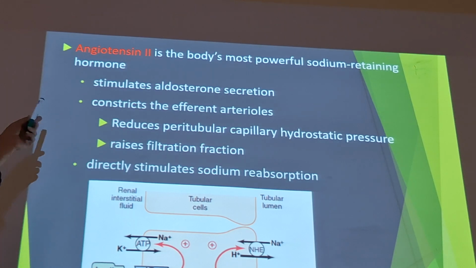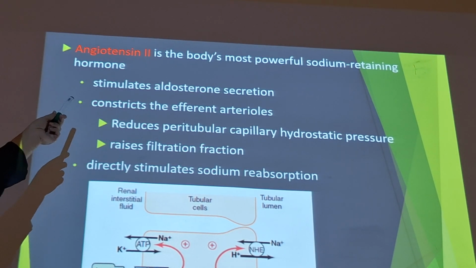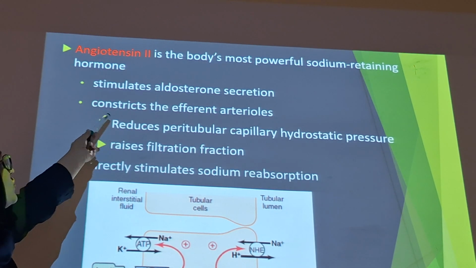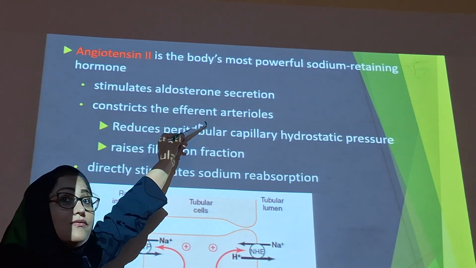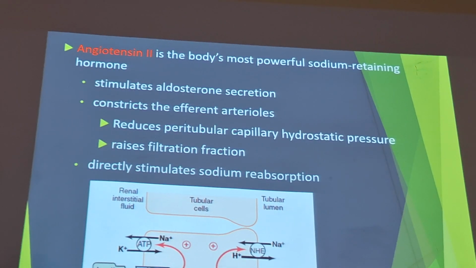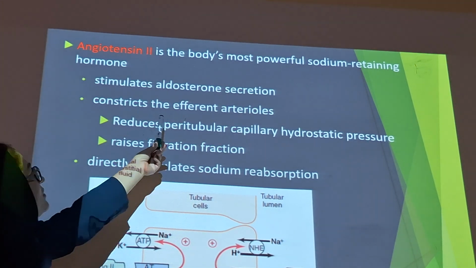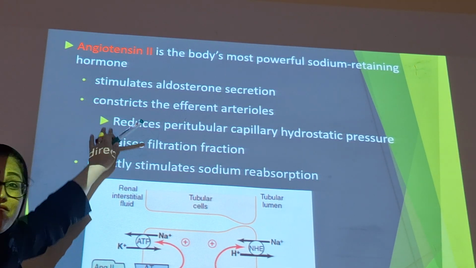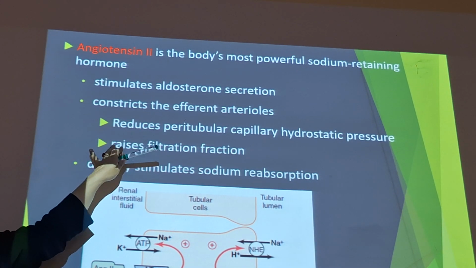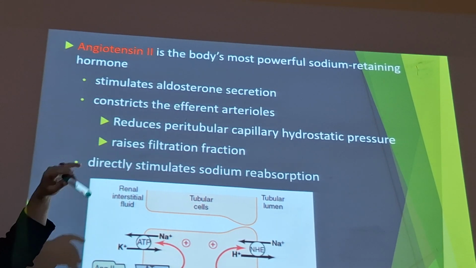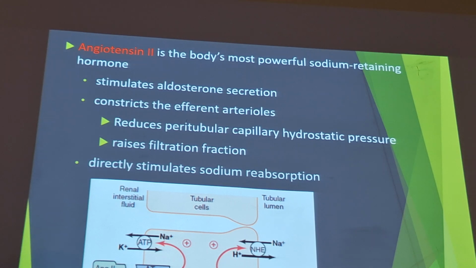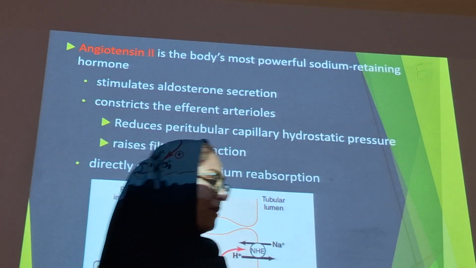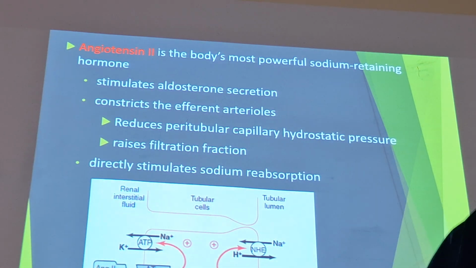Actually, angiotensin 2 stimulates aldosterone secretion, constricts the efferent arteriole, as we talked about yesterday, reduces peritubular capillary hydrostatic pressure, raises filtration fraction. We have talked about these items yesterday. Do you remember? No? Or yes? Directly stimulates sodium reabsorption. No question?